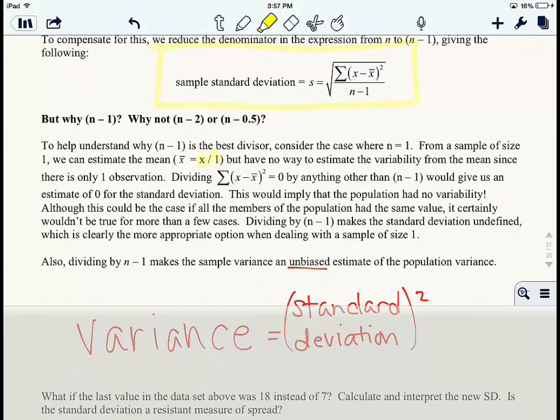Although this could be the case if all the members of the population had the same value, it certainly wouldn't be true for more than a few cases. Dividing by n minus 1 makes the standard deviation undefined, which is clearly the more appropriate option when dealing with a sample size of 1, because we just have no idea. We can't estimate how far away the other numbers are when we only have one number to compare to.